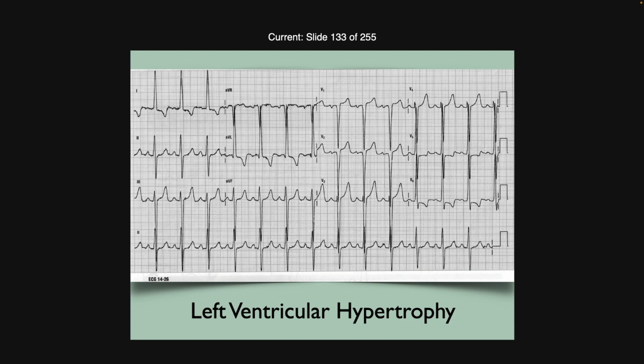Are there congenital forms of hypertrophy, like if your heart's...? I'm not honestly sure. I really don't know.